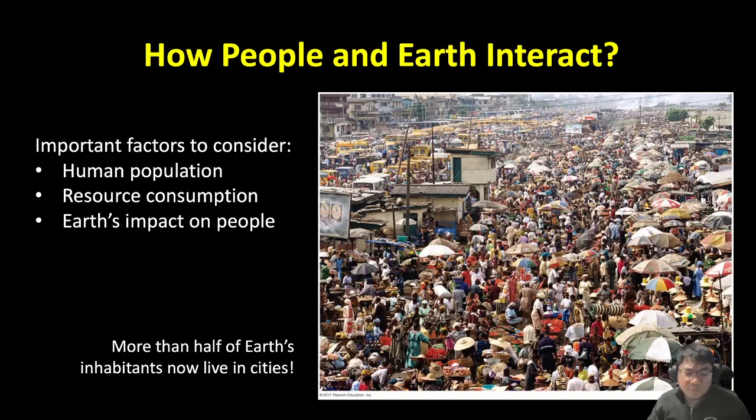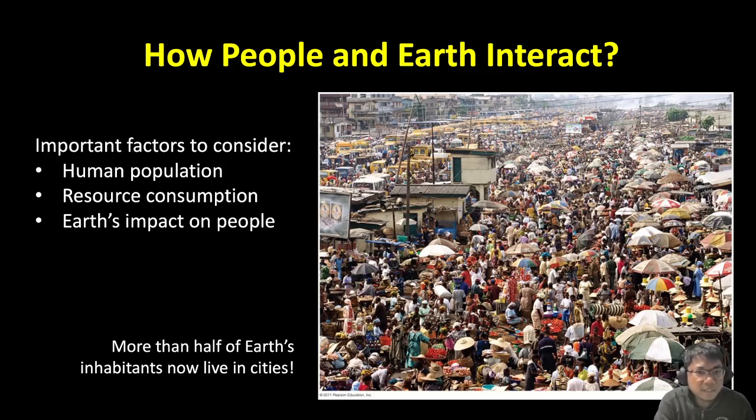When we learn about environmental geology, it's all about how people and earth interact, or how people influence the environment, or how the earth impacts human activities. So basically it's an interaction between humans and the earth or the environment, and there are several factors that we need to consider when we learn about environmental geology.